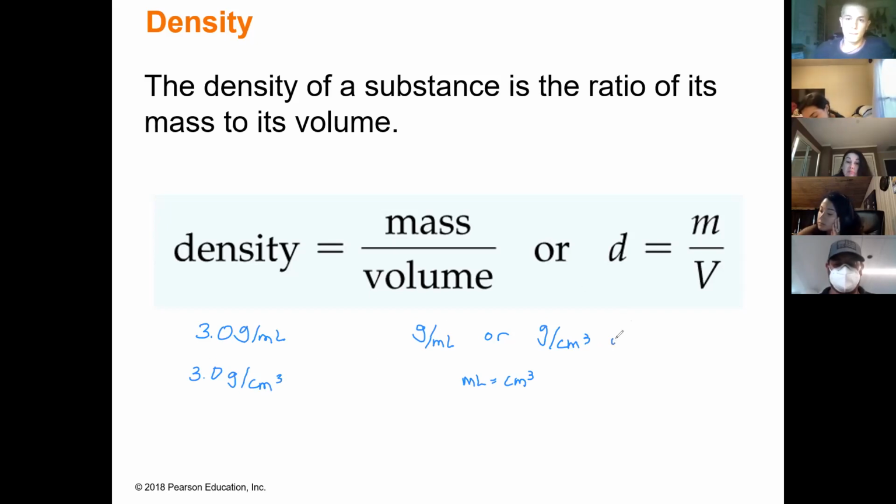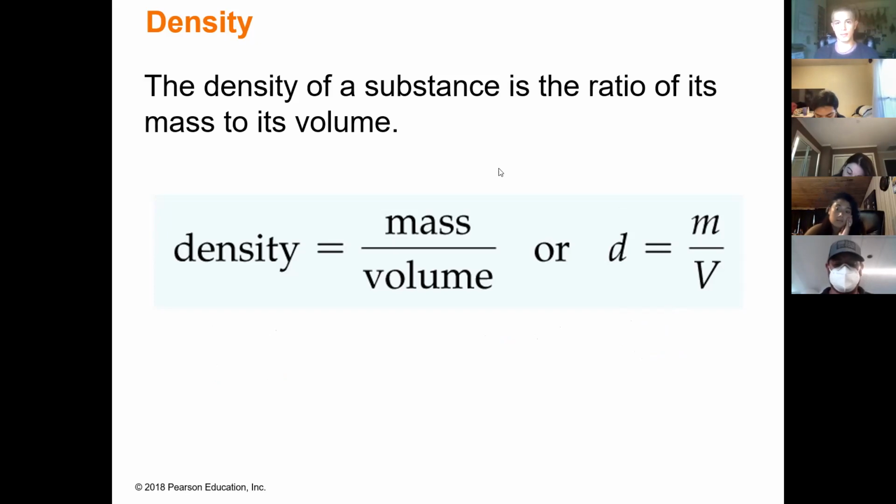Sometimes you'll see units of grams per liter. A lot of times you'll see this with gases because they have such a low mass over a given volume. So we need to bump up the volume. So double units for our density.